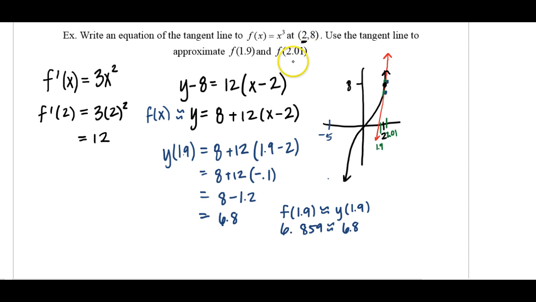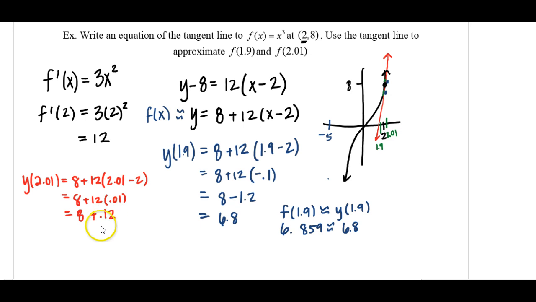So now we're going to still use that same tangent line to approximate f of 2.01. So now I'm going to try y of 2.01, and this is just substituting in our values. So 8 plus 12 times 2.01 minus 2. So we get 8 plus 12 times, now we have 1/100th. So this is going to be 8 plus 0.12, which is just 8.12.